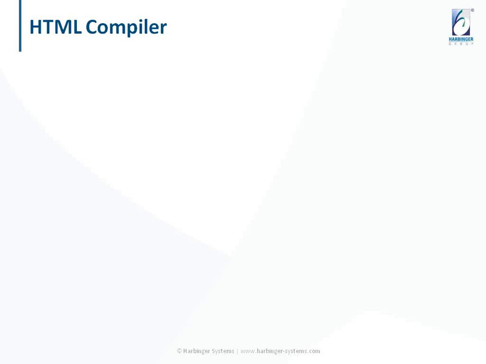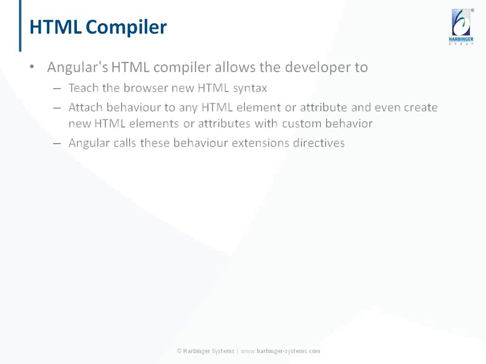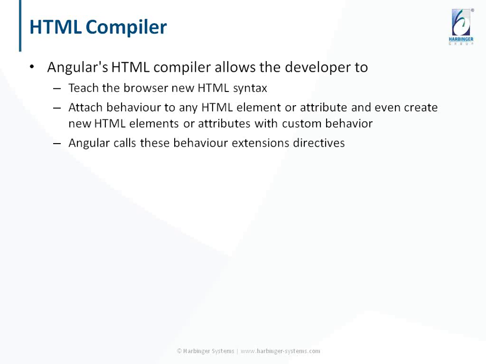As we talk about some of the key concepts, there is a working principle on which Angular works, and I feel it's the base for the overall implementation of AngularJS. So we call it an HTML compiler that Angular has. Angular's HTML compiler basically teaches new HTML syntax to the browser. So that's where the declarative approach comes into the picture. This allows a developer to attach behavior to any HTML element or an attribute of an HTML element. Or to go a step further, it lets you create your own HTML element or attribute with custom behavior.